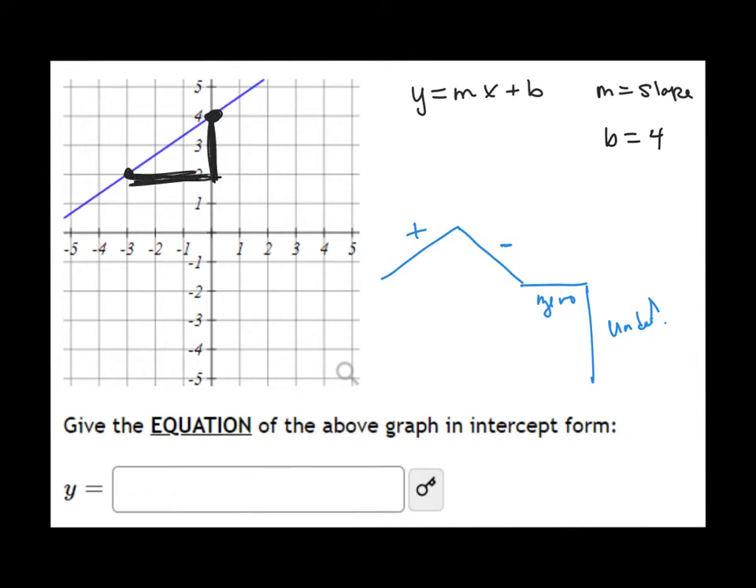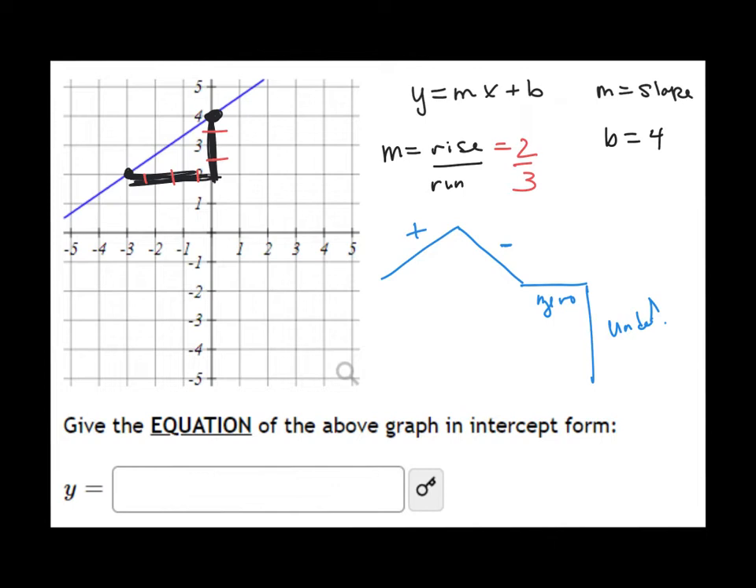And the slope is rise, which is up and down. And in this case, how many units do you have? So I have 2 units. And my run, which is my left or right, is 1, 2, 3 whole units. So my slope here is 2/3.